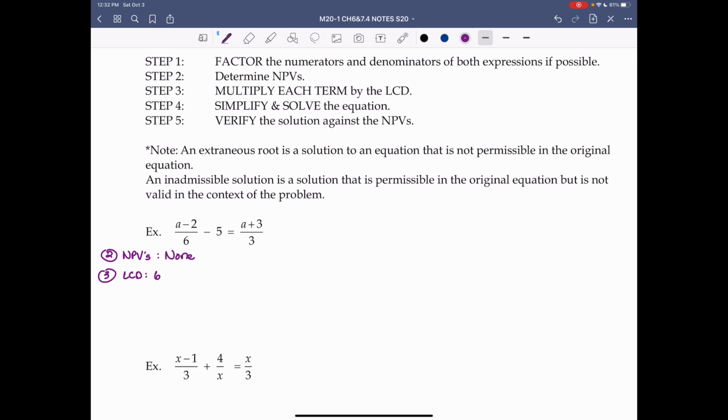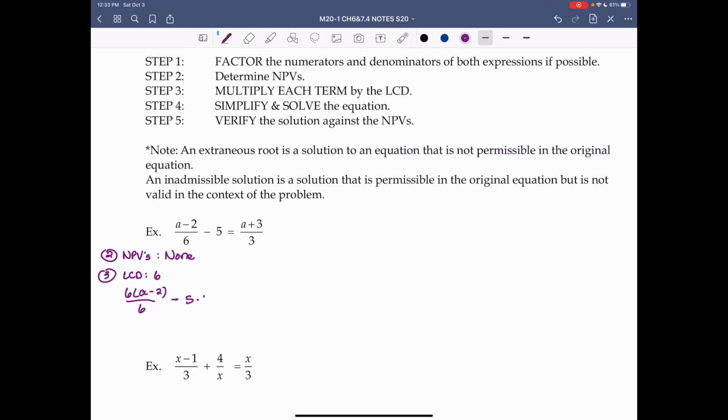Multiply it to each of our terms. 6 times (a minus 2) over 6. Notice we're just multiplying it to the top. So this is different from the last lesson when we multiplied it to the top and bottom, and that was to create common denominators for all of our fractions. Now we are just multiplying the lowest common denominator to each term, which then, if it's a fraction, means multiply it to the top. The reason we're doing this is because it's going to eliminate all of our fractions.